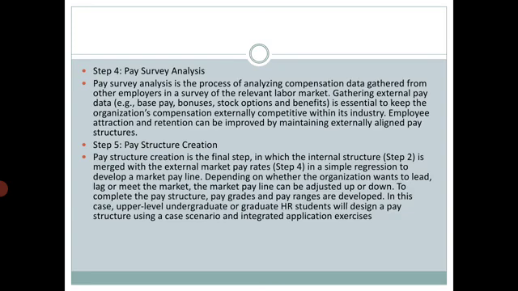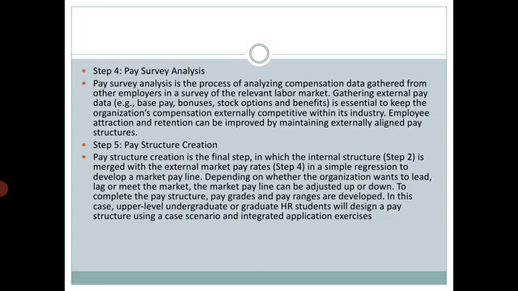Then pay structure creation. Pay structure creation is the final step in designing pay levels. What is done in this? In this final step, the internal structure is merged with the external market pay rates in a simple regression to develop a market pay line.